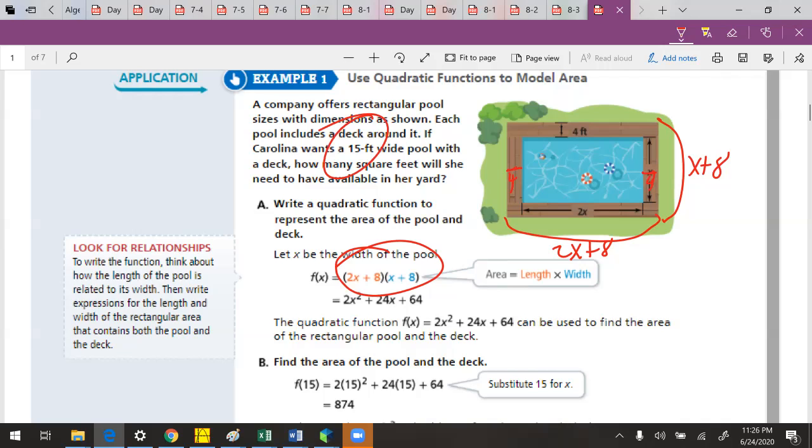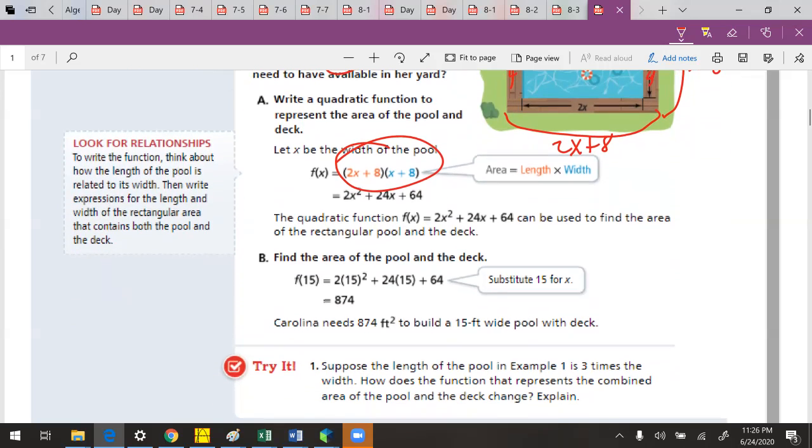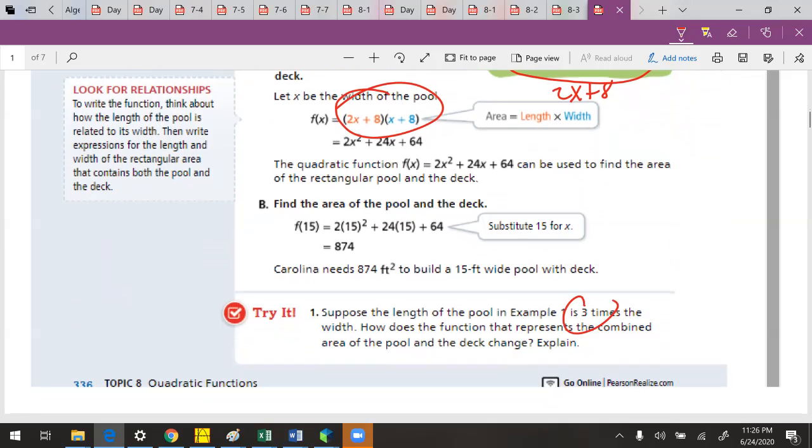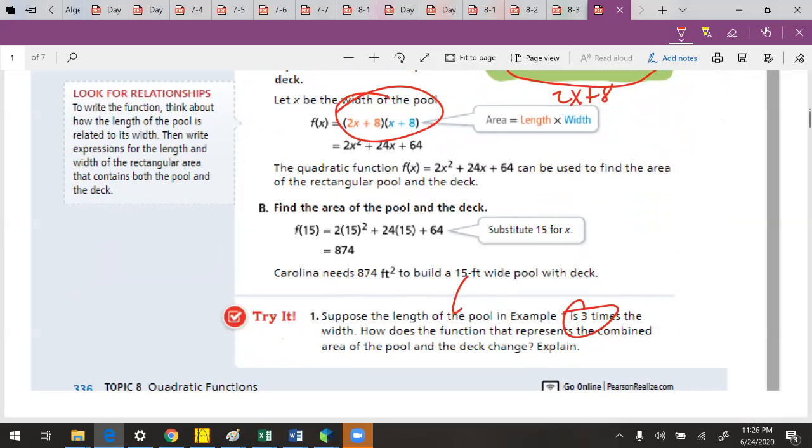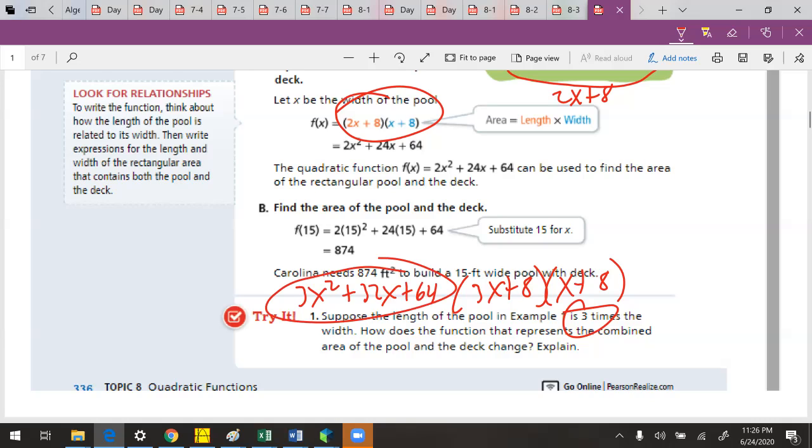There you go. So we plug in 3 for x and we're good. So now instead of 2x, it's 3x. So I'm going to change 2 to 3. So now in this case, it's going to be 3x plus 8, and then x plus 8. Just changes the equation, really. We use the box method. We're going to do this off the top of our heads, though. 3x squared, 24x plus 8x, that's going to be 32x, and then plus 64. There you go. Then we plug in 15, and we find the area after that. Obviously, the bigger the length with x, the bigger the pool is going to be. Keep that in mind for sure.